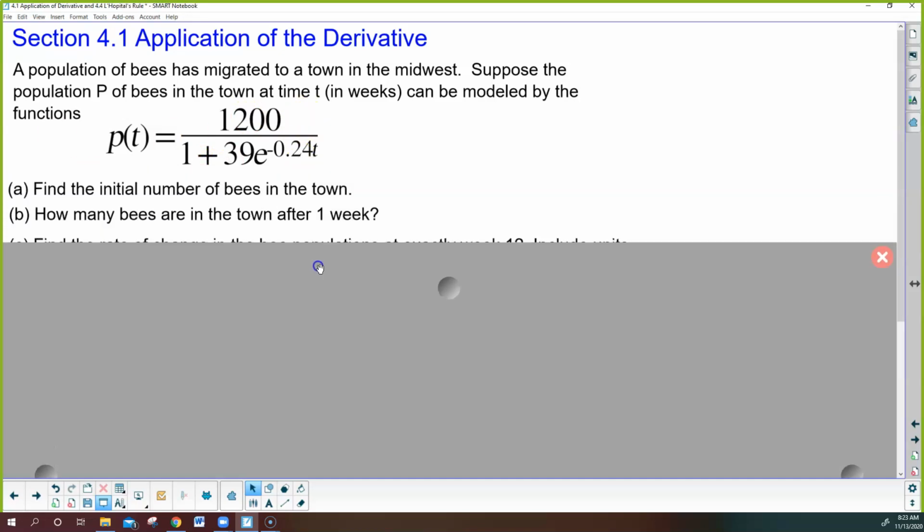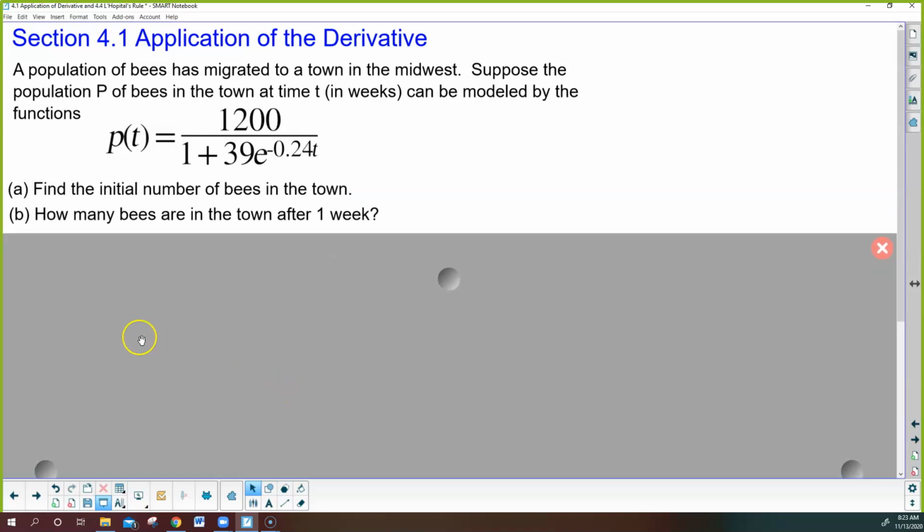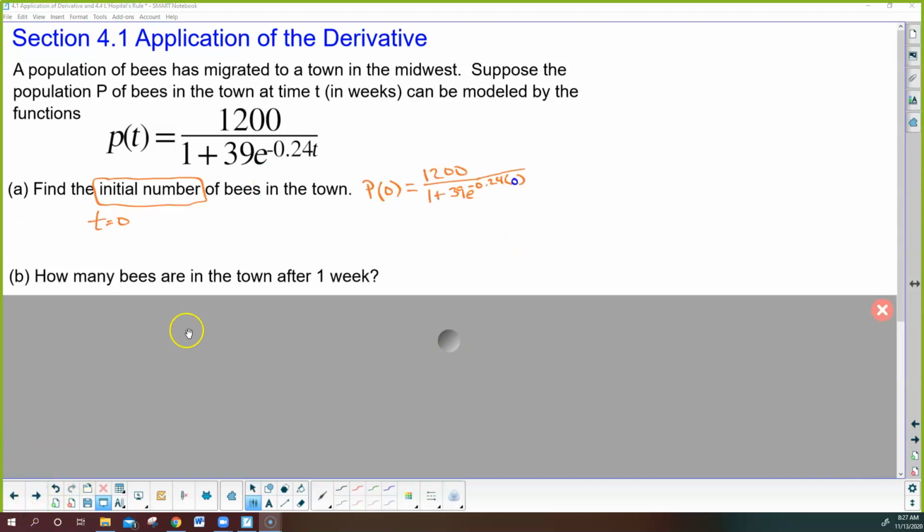What I'd like you to do then is see if you can answer the first two questions. Find the initial number of bees that were in the town, and then figure out how many bees are in the town after 1 week. And the intent is you're going to be using your calculator on this. I want to show you a couple of tricks for making problems like this a little faster.